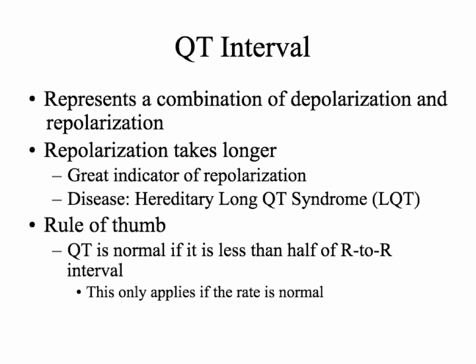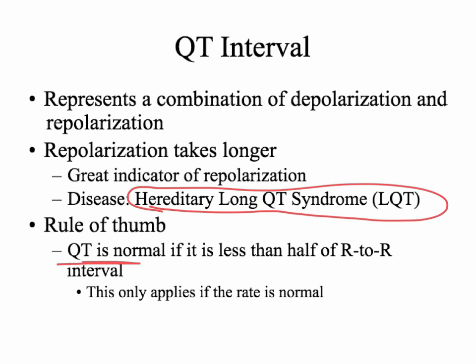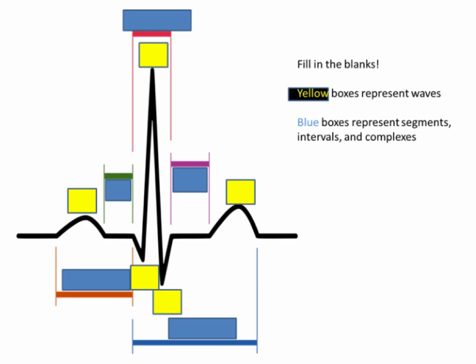Now, one of the important things for the QT interval is something called hereditary long QT syndrome, where it takes a really long time. The general rule of thumb is that the QT interval is normal if it's less than or equal to half of the R to R interval. So now's a great time to go ahead and pause this, try to fill in as much of the blanks as you can, and then in 2 seconds I'm going to show you the answer.